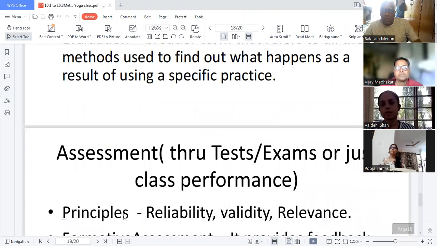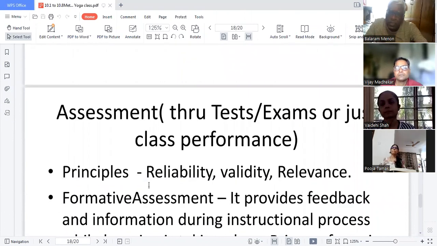Assessment through test, examination, or just class performance. Principles: reliability, validity, and relevance. How far the test will be reliable, how far it will be validated, relevance, and this much.